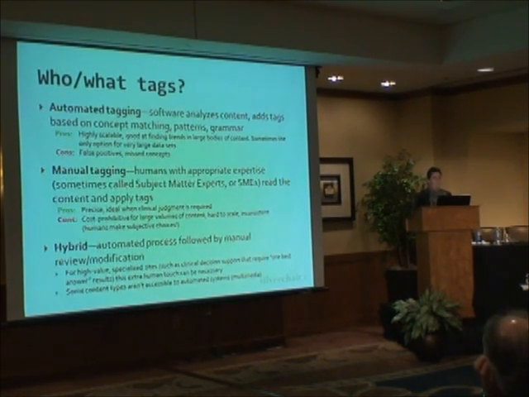So, where do tags come from? Who tags? What tags? There are three basic ways that it gets done. There's automation. Automation is highly scalable, tends to be a little bit more affordable. The accuracy can be questionable. If it's partnered with a very good taxonomy and equivalence, automation can be great.